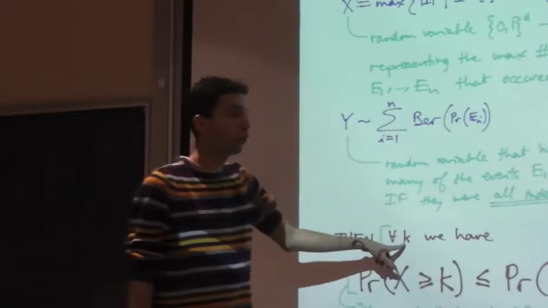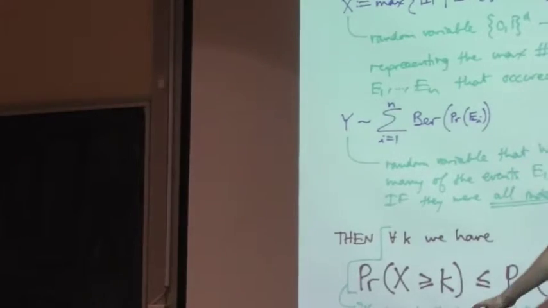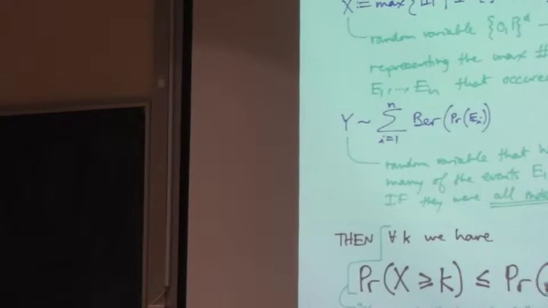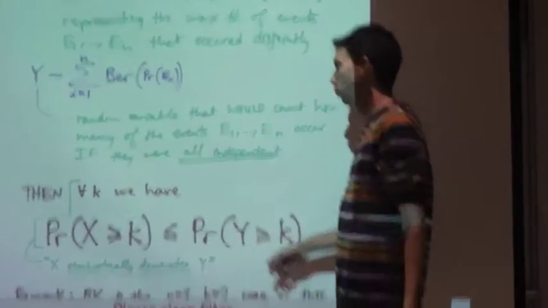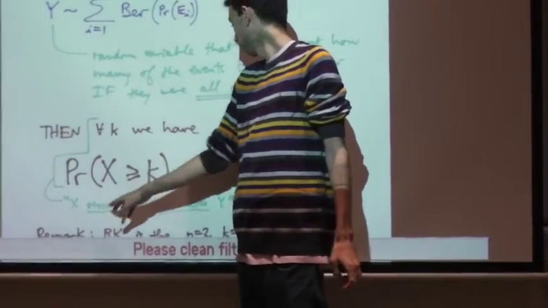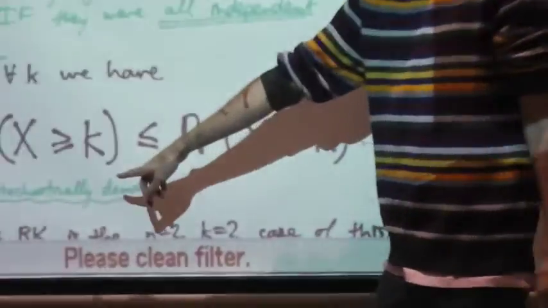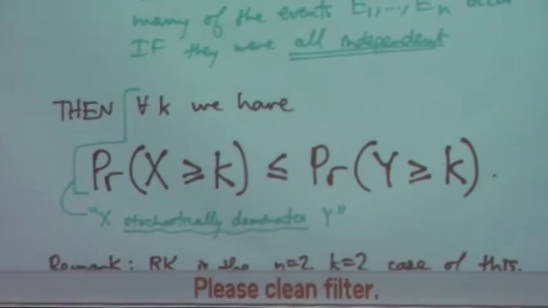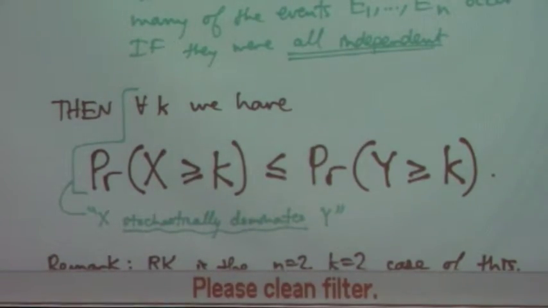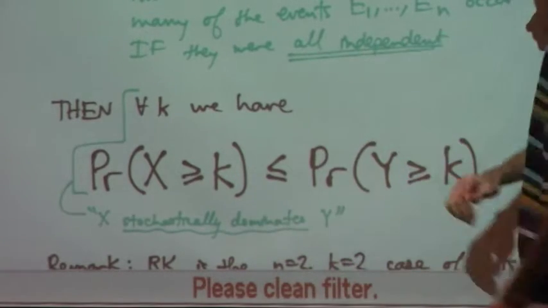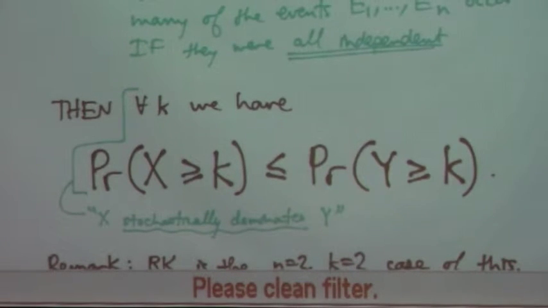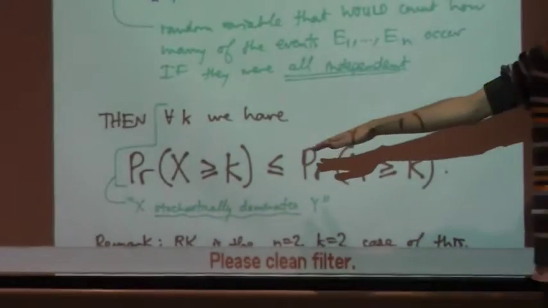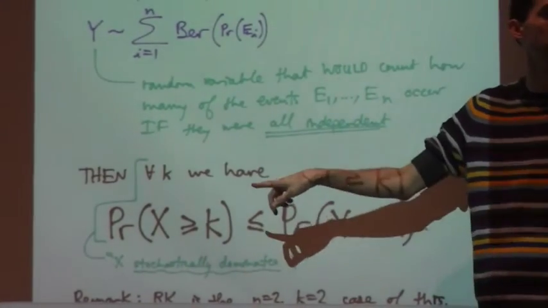Then for all k, the probability that X is at least k is at most the probability that Y is at least k. What does that mean? Well, there's a word for it. X stochastically dominates Y. It's just a name for this condition. What it means is that if you're a betting man and you want to place a bet on one of these being bigger than the other, you always bet that Y is going to be bigger than X.